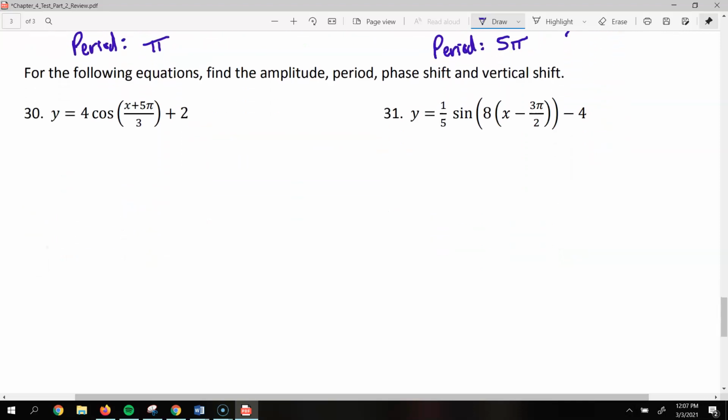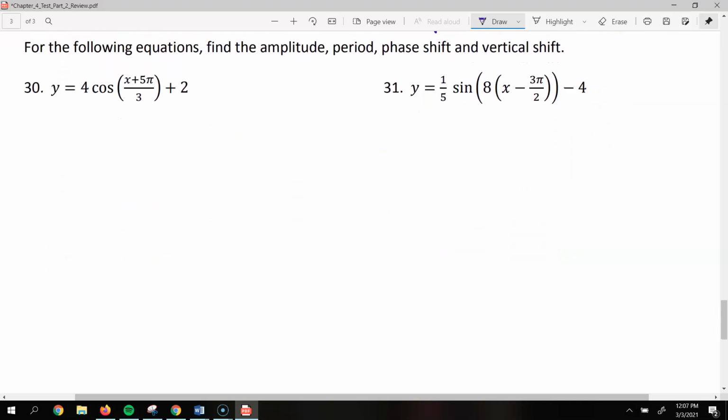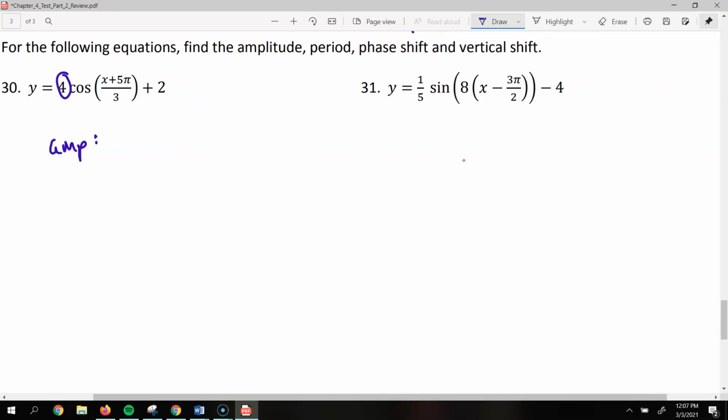All right. For number 30, this summarizes these last couple of problems. This puts all of it together between our translations and our scale change, so we can figure out what our phase shift, our vertical shift, our amplitude, and our period are going to be. So let's start with the amplitude. That's easiest to find. That's just the absolute value of 4, which is just 4.